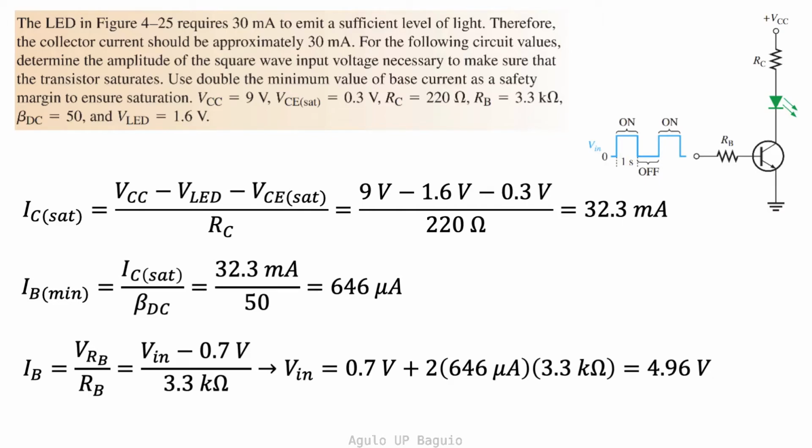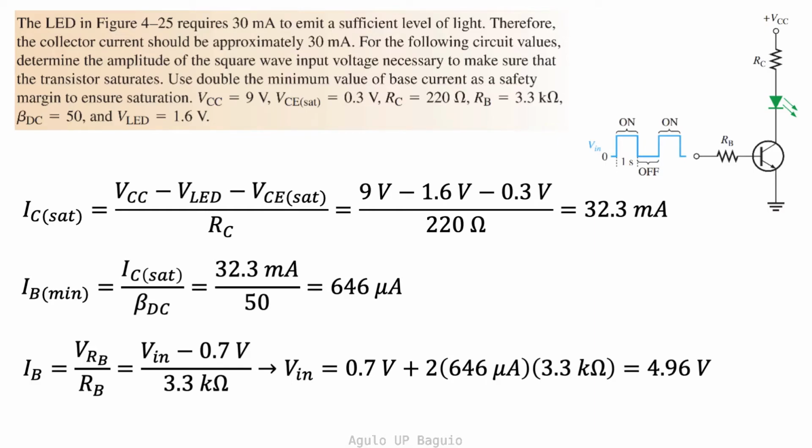For the following circuit values, determine the amplitude of the square wave input voltage necessary to make sure that the transistor saturates. Use double the minimum value of the base current as a safety margin to ensure saturation. VCC is equal to 9 volts, VCE saturation is equal to 3.3 volts, RC is equal to 220 ohms, RB is equal to 3.3 kilo ohms, beta DC is equal to 50, and VLED is equal to 1.6 volts.